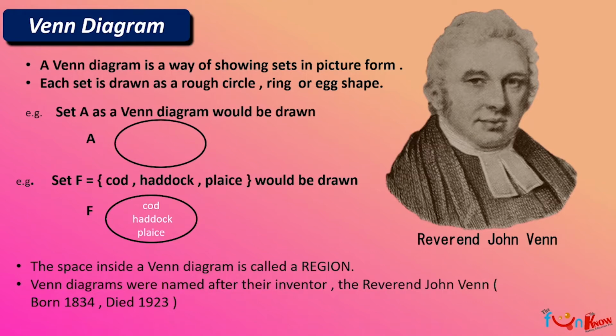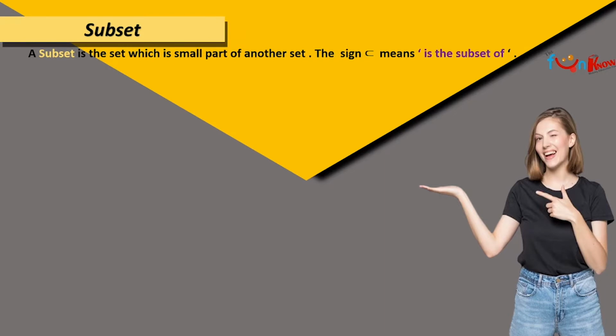And the Venn diagram was named after its inventor. So there is Mr. Venn, and as per his name, the Venn diagram was named because of his last name. He was born in 1834 and he died in 1923.